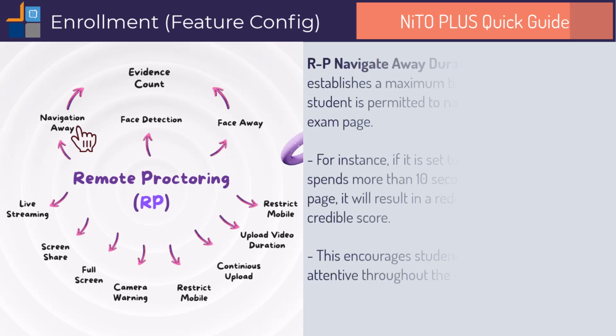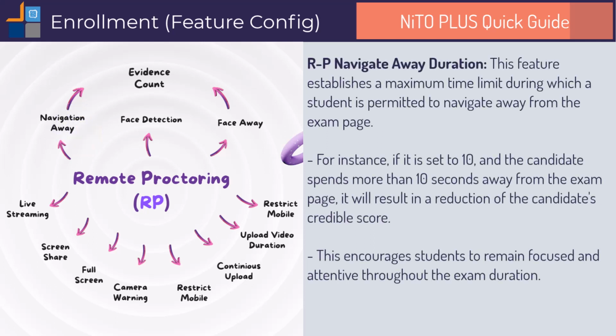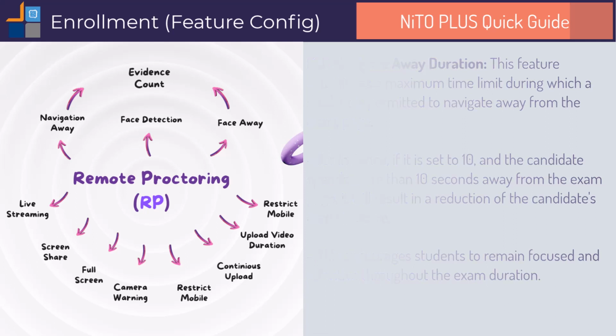RP Navigate Away Duration. This feature establishes a maximum time limit during which a student is permitted to navigate away from the exam page. For instance, if it is set to 10, and the candidate spends more than 10 seconds away from the exam page, it will result in a reduction of the candidate's credible score. This encourages students to remain focused and attentive throughout the exam duration.